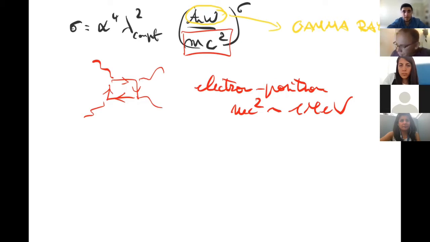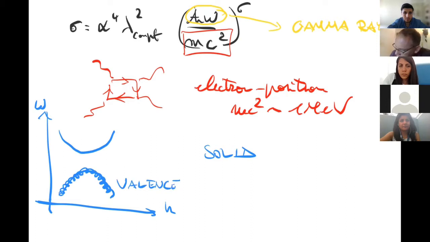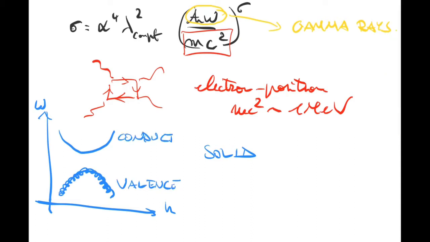So you know from solid state physics that electronic states in a solid can be classified in a conduction and valence band. This is, say, the frequency, and this is the wave vector in a solid. And a typical semiconductor is something where all the states are filled in the valence band, and the conduction band is completely empty.